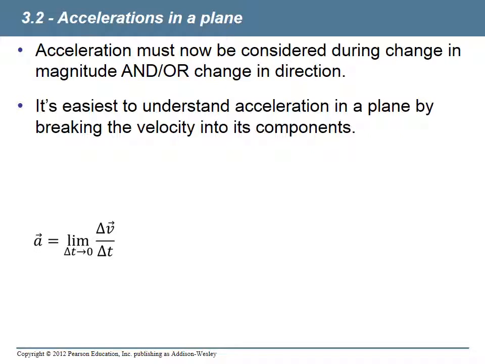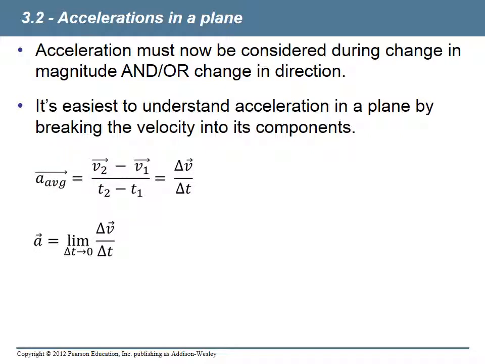Like I said on the previous slide, it's going to be easiest to understand the acceleration in a plane if we break the velocity into its components. We will do that in a moment. But some of the definitions for our average acceleration is the change in the velocity vectors. The velocity vectors were a change in the position vectors, but it ends up being pretty much the same equation as what we had in chapter 2.